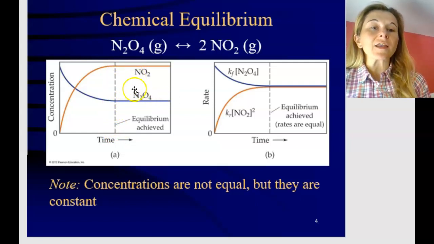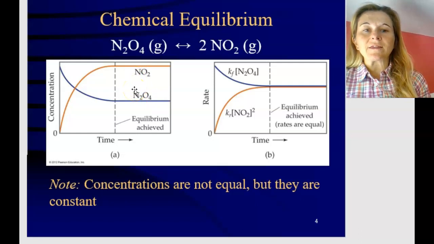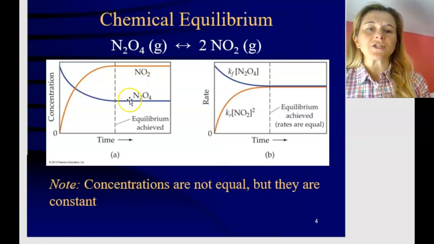They are not equal. A lot of people like to think, because we're talking about chemical equilibrium, that concentration needs to be equal. Concentration is not going to be equal at chemical equilibrium. It's just going to be constant. We're no longer going to use up our reactants, and we're not going to produce any more product.